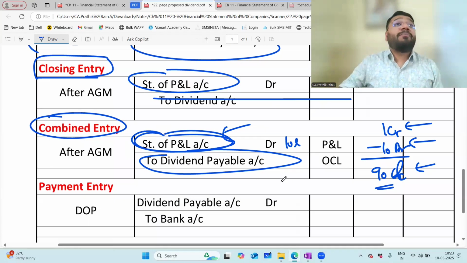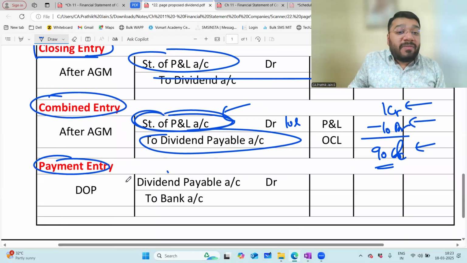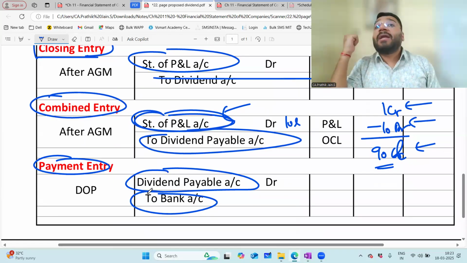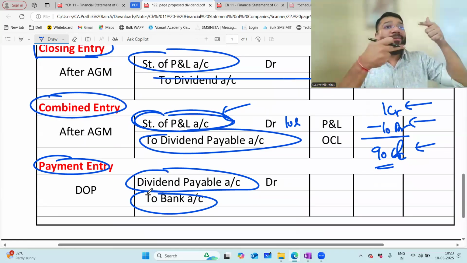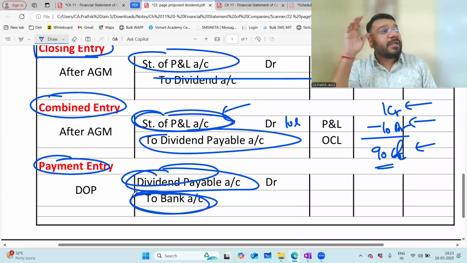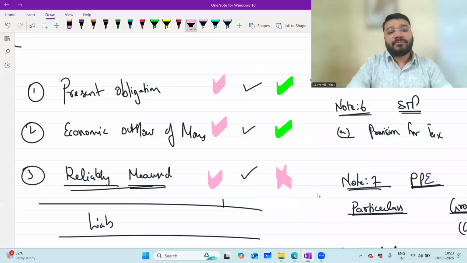Now the day when you pay the dividend, what is the payment entry? We reverse the liability by giving a debit, and from the bank account the money goes out. Like when we make the payment to a creditor, what is the payment entry? Creditor to bank. Like that, we reverse the liability and make the payment from the bank account. Till here understood? Now I have a very, very important thing to ask.